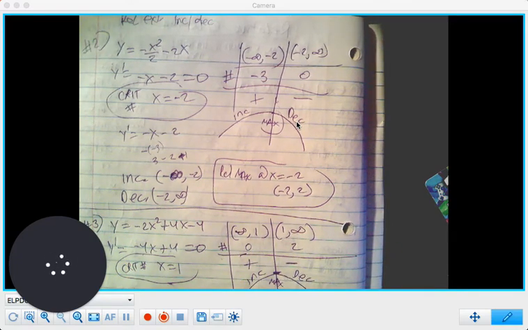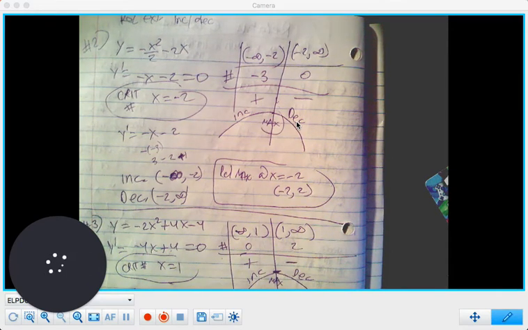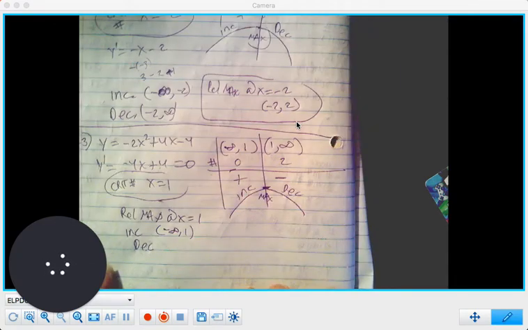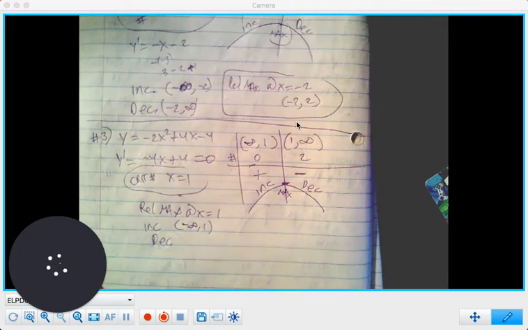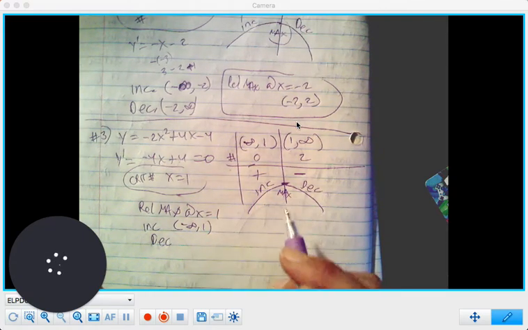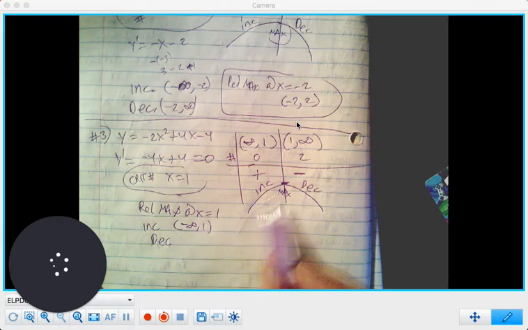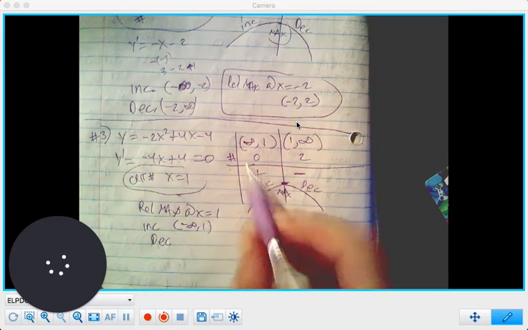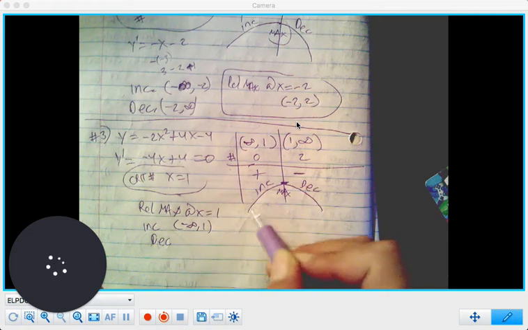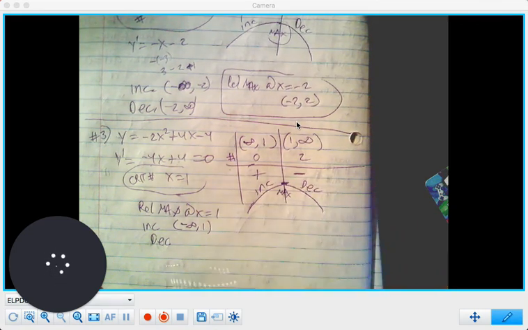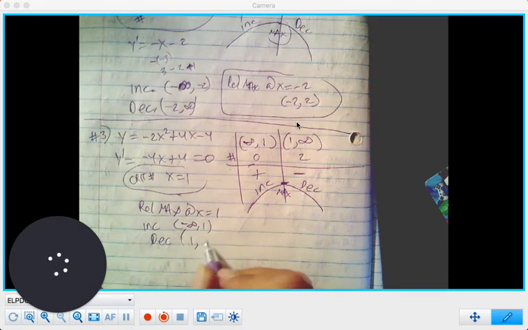And then increasing from negative infinity to 1 and decreasing, oops, I need to remind me guys that I need to put the paper up. So relative max at x equals 1, right here. And then increasing from negative infinity to 1 is going up. And then decreasing from 1 to infinity. It's okay, right? Decreasing from 1 to infinity.